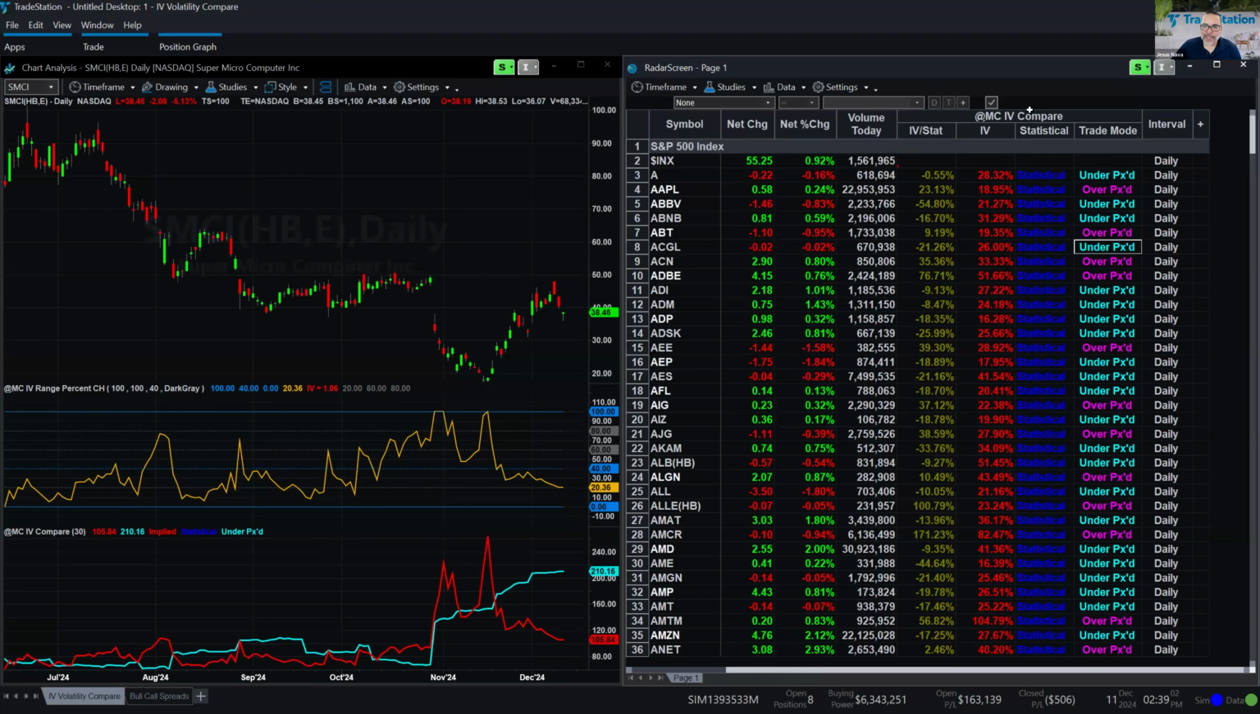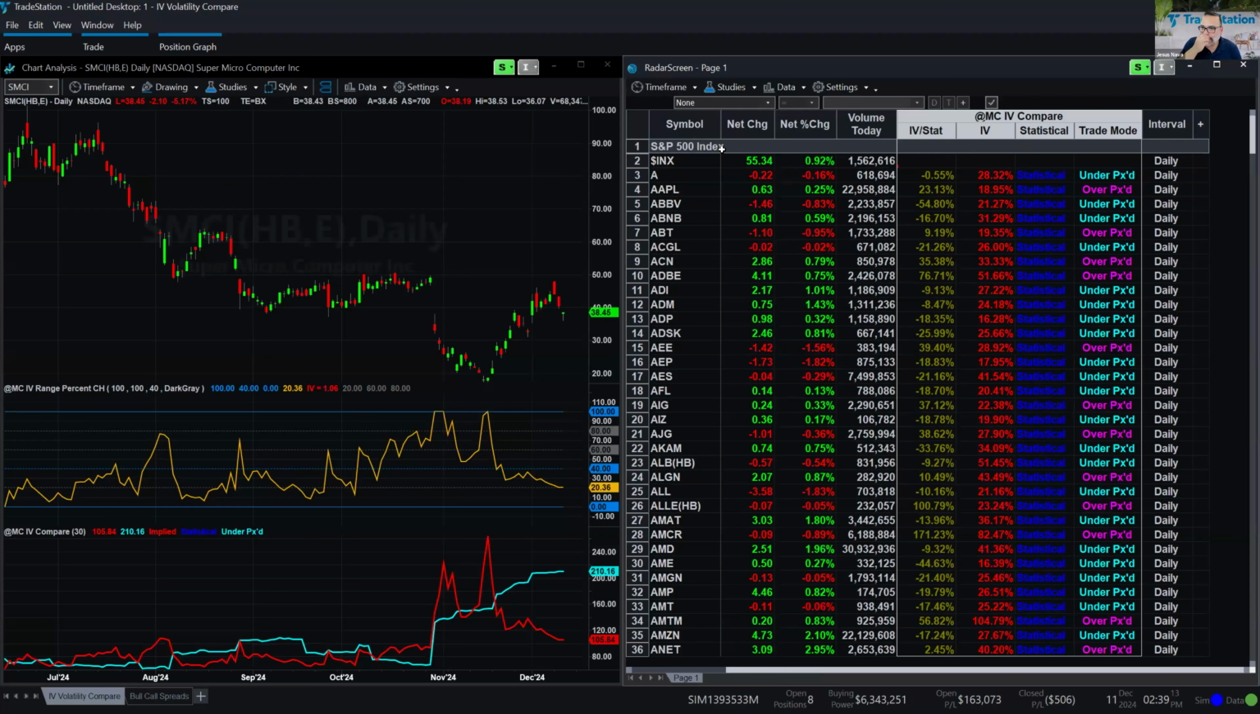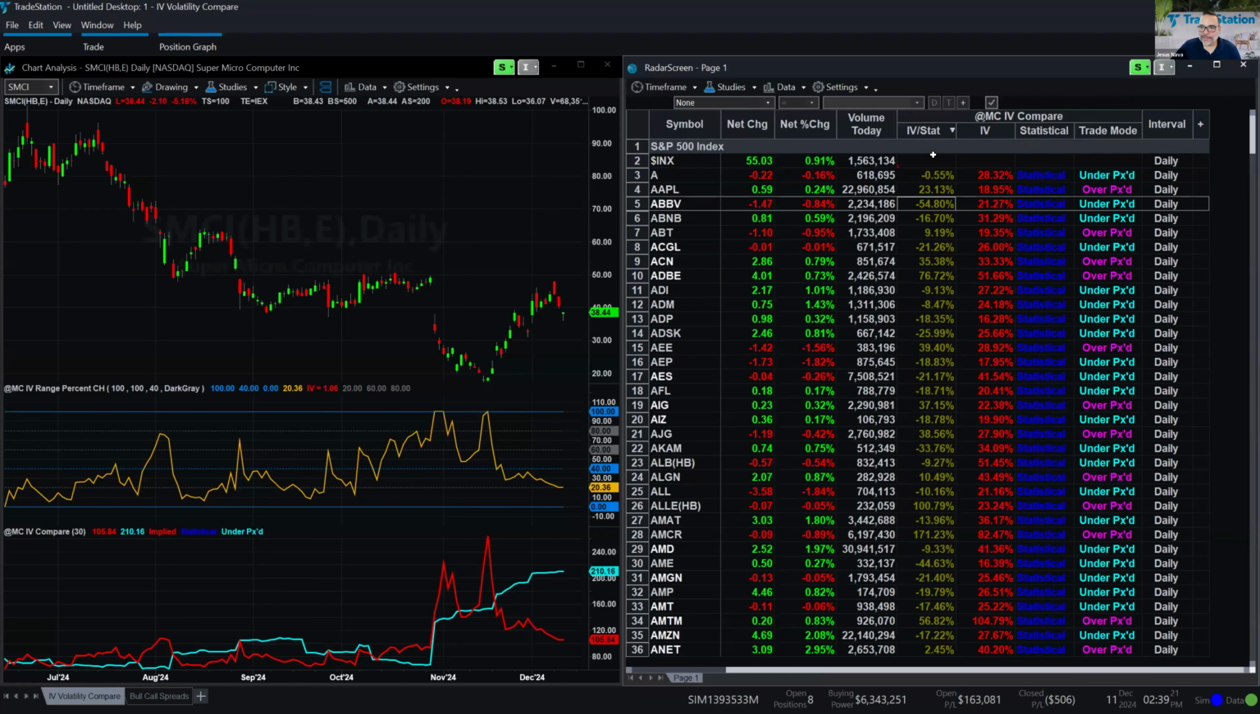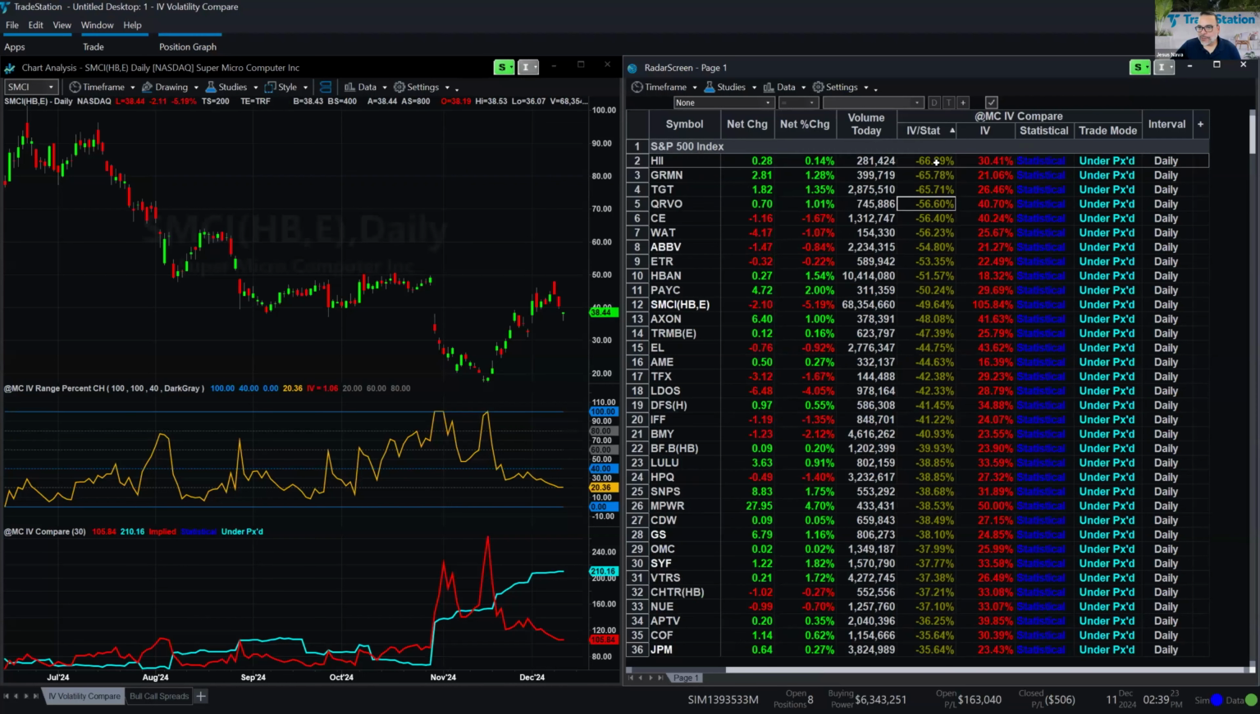The nice thing about having an indicator like this is that I can rank symbols that are part of a sector or an index. Right now, I have the S&P 500 index, and I can sort by the ratio between the implied volatility and the statistical volatility. If I double click, it'll sort in ascending order. So it goes from the lowest to the highest.